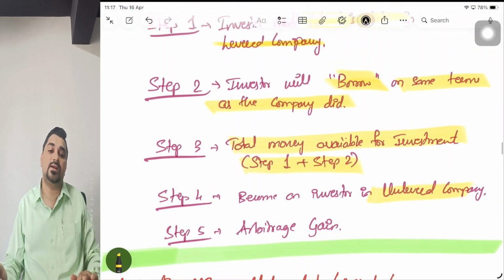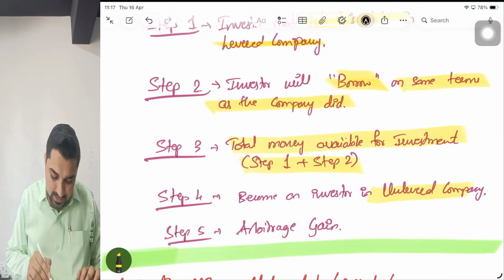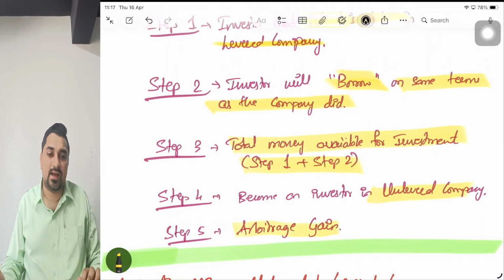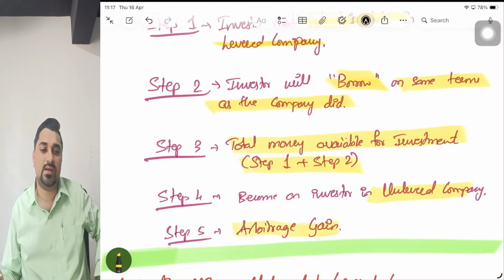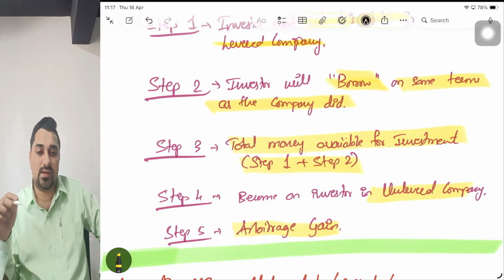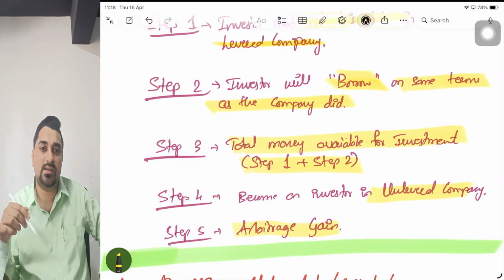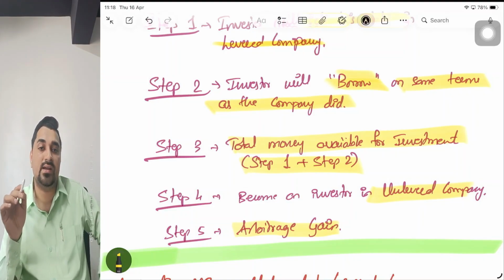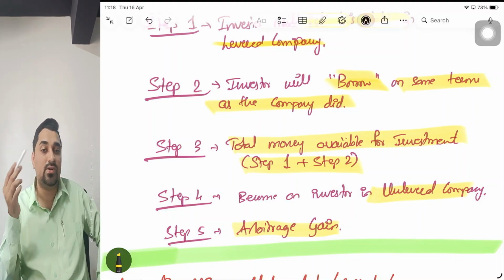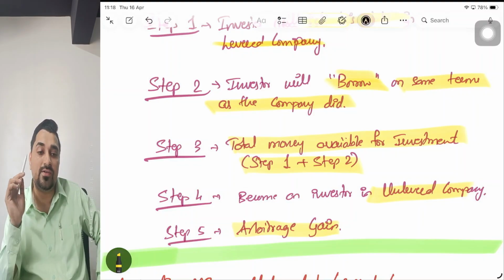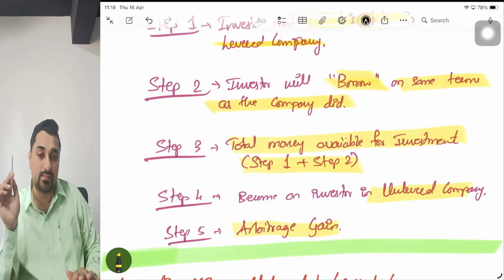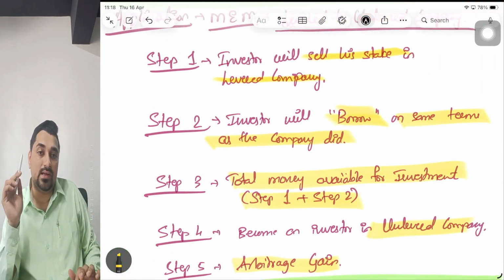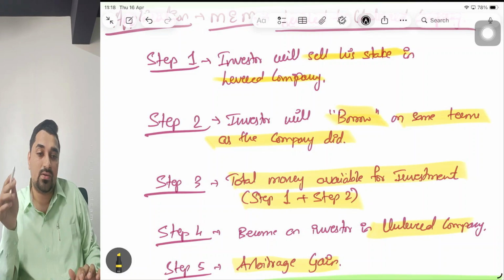What will happen when I do this? When I do this, I'll have an arbitrage gain. Say, for example, in step 3, you got 20,000, and when I invest in an unlevered company, the price will be say 15,000. That 5,000 is my arbitrage gain. When I shift from a levered company to unlevered company, I'm making a profit of 5,000. So this is called M&M without tax, moving from a levered company to unlevered company.